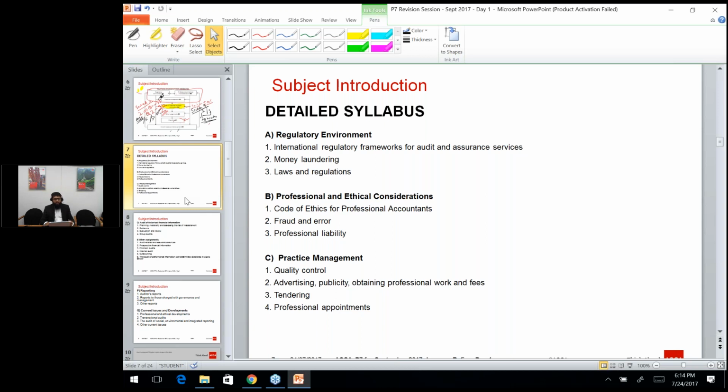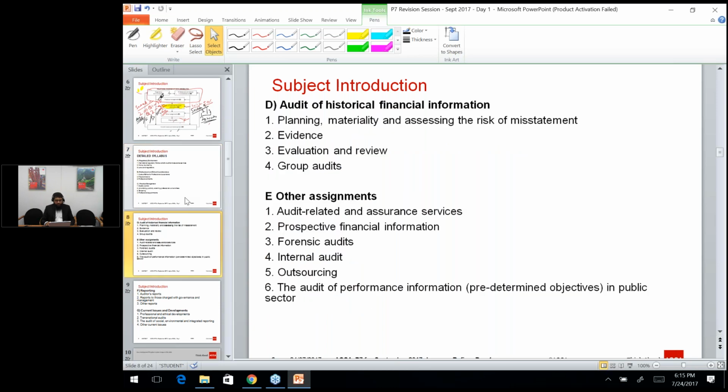So it's more about ethics, but at the same time, the ethics are more of a practical nature at this P7 level. And then you've got the practice management area, which covers how an audit firm would practice and how an audit firm would actually operate. That is covered by section C of the syllabus. So sections A, B, and C, as I told earlier, are examined in tandem. They are not examined separately.